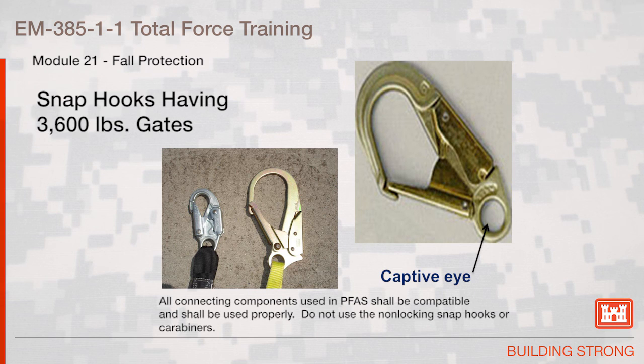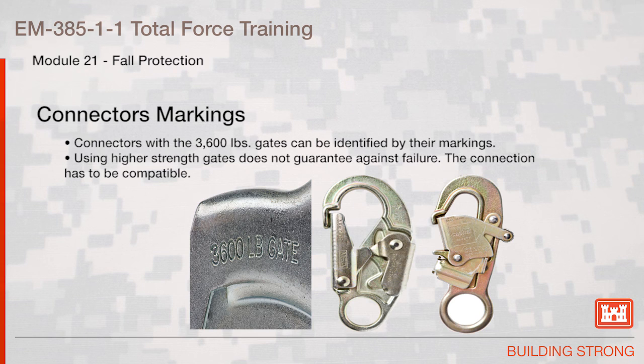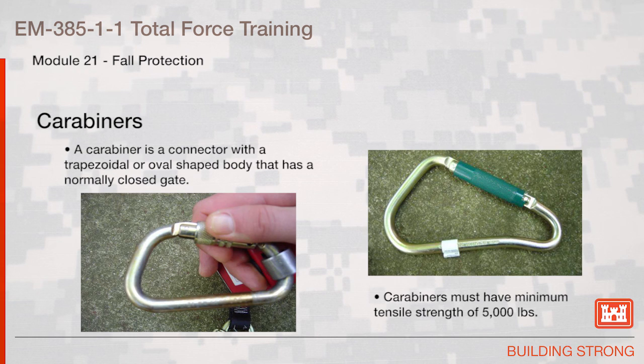All connecting components used in personal fall arrest systems shall be compatible and shall be used properly. Do not use non-locking snap hooks or carabiners. Connectors with the 3,600 pound gates can be identified by their markings. Using higher strength gates does not guarantee against failure. The connection has to be compatible. Carabiners. A carabiner is a connector with a trapezoidal or oval-shaped body and has a normally closed gate. Carabiners must have a minimum tensile strength of 5,000 pounds.